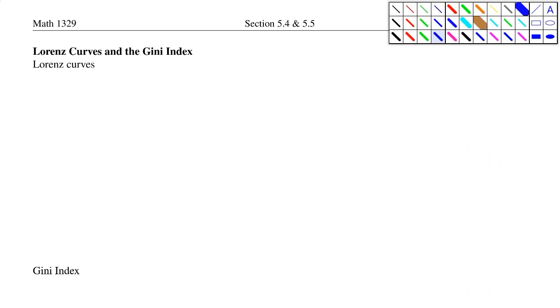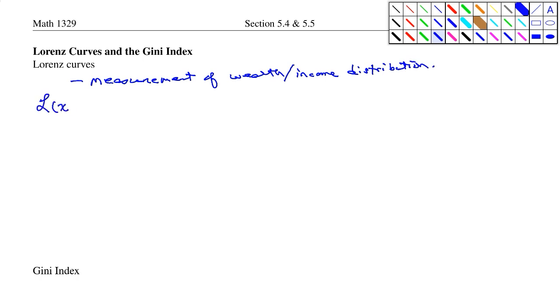The next topic is the Lorenz curve and the Gini index. Now, they use the Lorenz curve as a measurement of income and wealth distribution in a country or society, or however they want to define the parameters. So measurement of wealth/income distribution. And I'll call it L of x is the function.